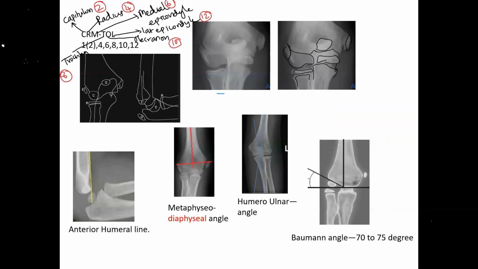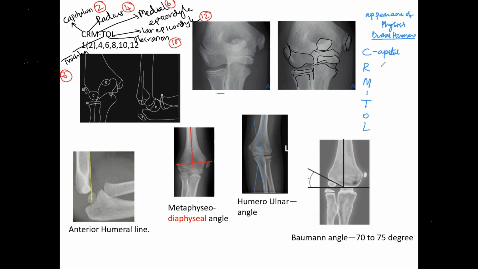This is one more important thing, because it is commonly asked in your exam. How is the appearance of the growth plates? The appearance of physis in the distal humerus. Just remember the mnemonic CRIM TOL, CRIM tall. What is CRIM tall?